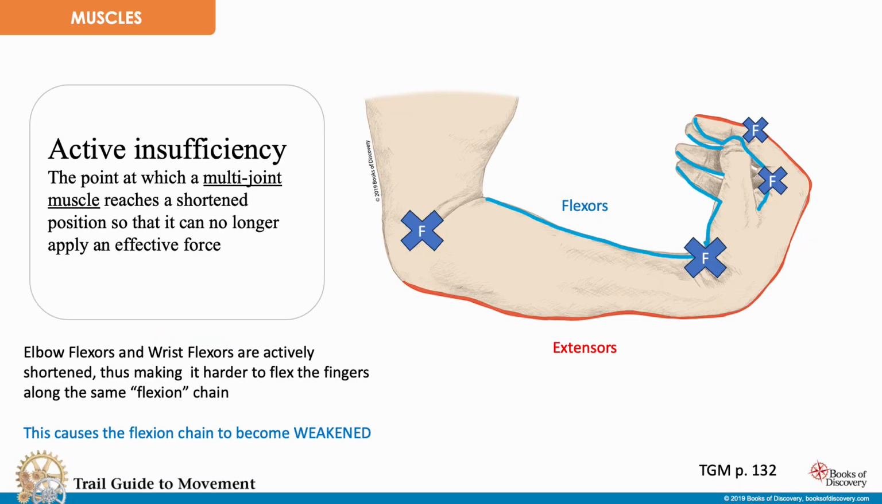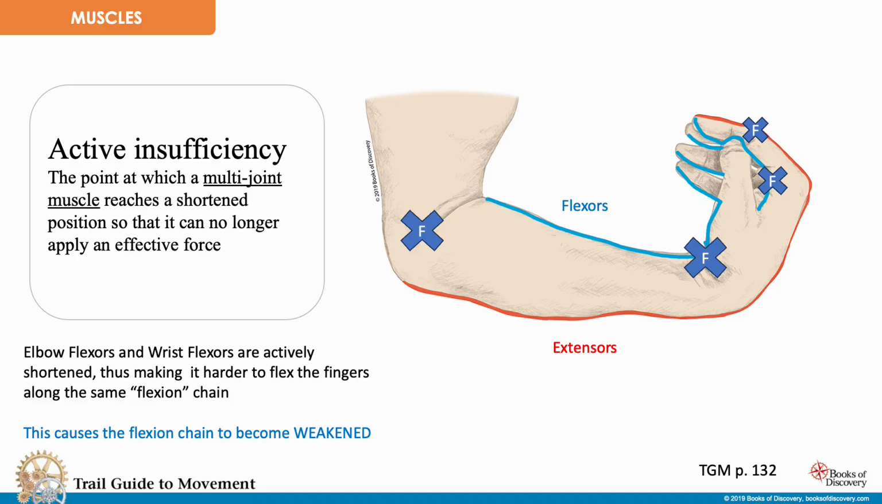So we're going to dig deeper into active insufficiency. This primarily happens with our multi-joint muscles. So look at this diagram of the arm. When we flex the elbow, flex the wrist, and then try to make a tight fist, we are putting those flexor muscles in a maximum shortened state. The muscles literally bunch up at every joint they cross.